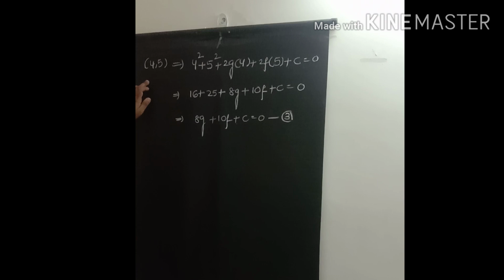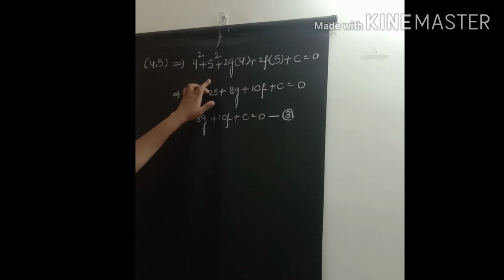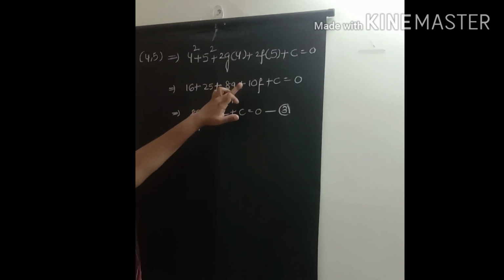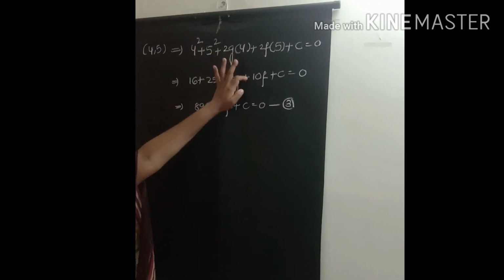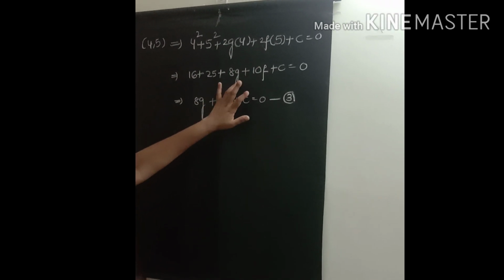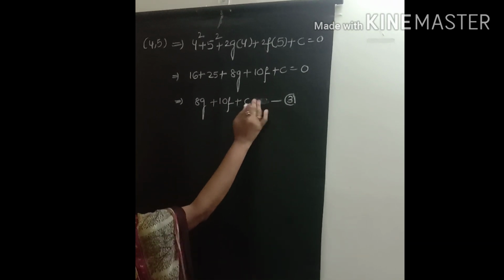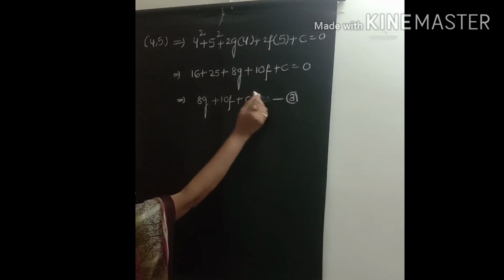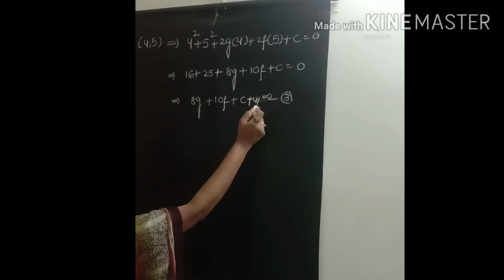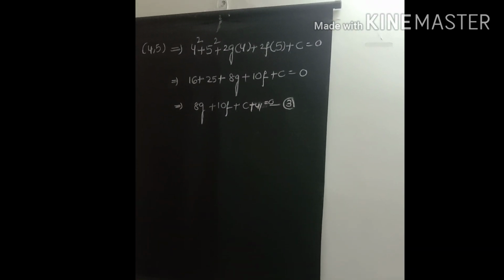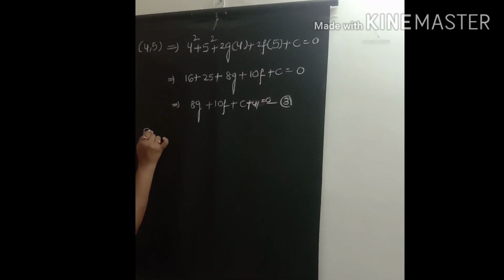Taking the third point in the equation, 4 square plus 5 square plus 2g into 4 plus 2f into 5 plus c is equal to 0. 16 plus 25 plus 8g plus 10f plus c equal to 0. That is 8g plus 10f plus c plus 16 plus 25, which equals 41, so plus 41 equal to 0. This is equation 3. Now solving equations 1 to 3.